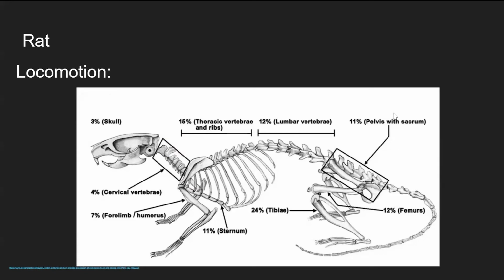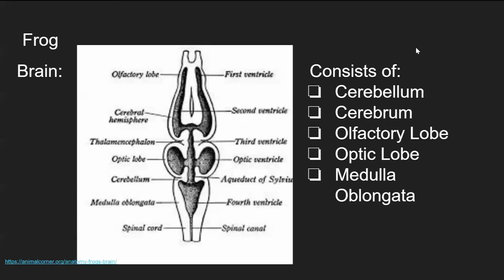This is a frog's brain, which consists of the cerebellum that helps with coordination and balance, the cerebrum that responds to the environment, the olfactory lobe that gives frogs a sense of smell, the optic lobe that helps with vision, and the medulla oblongata that connects to the spinal cord.